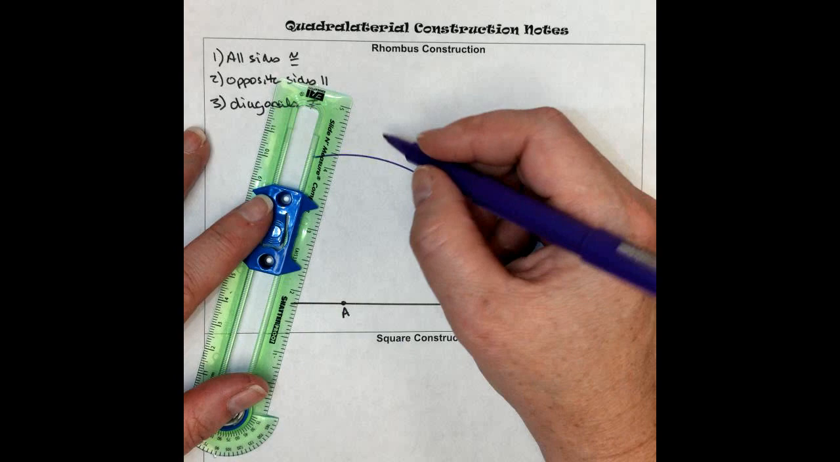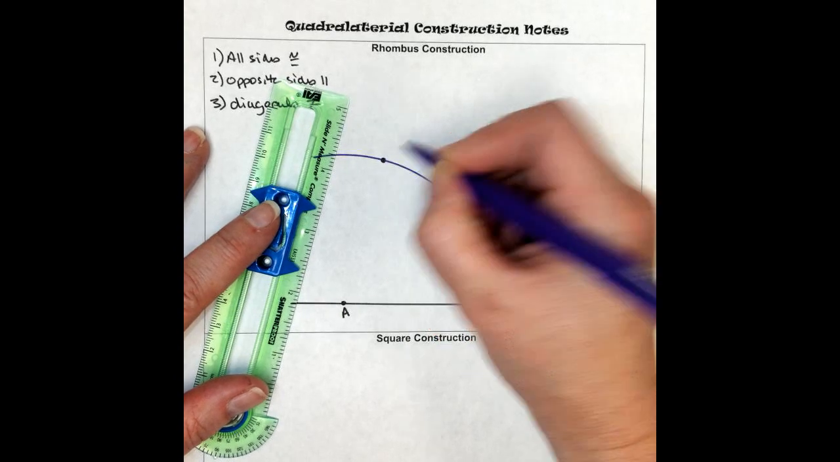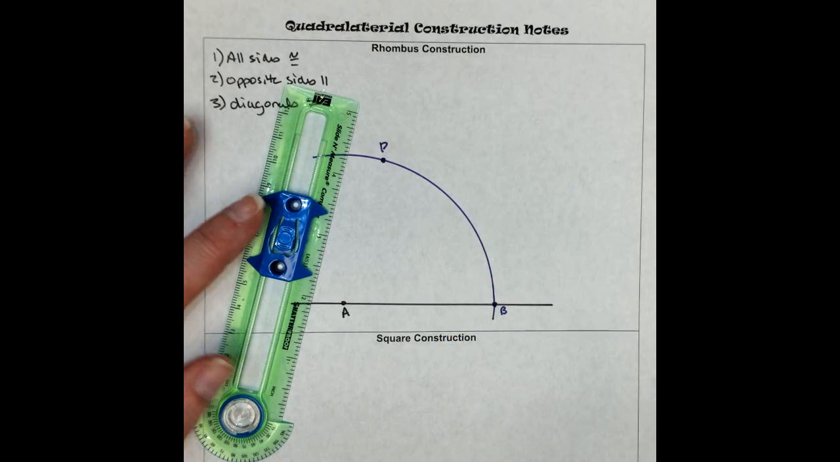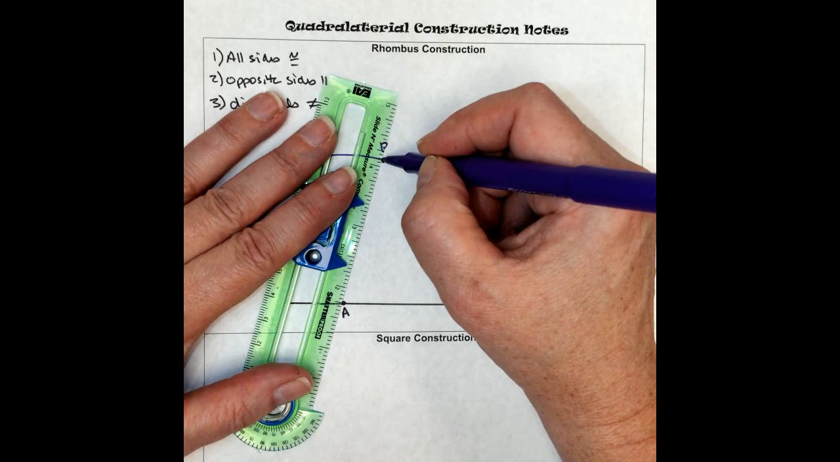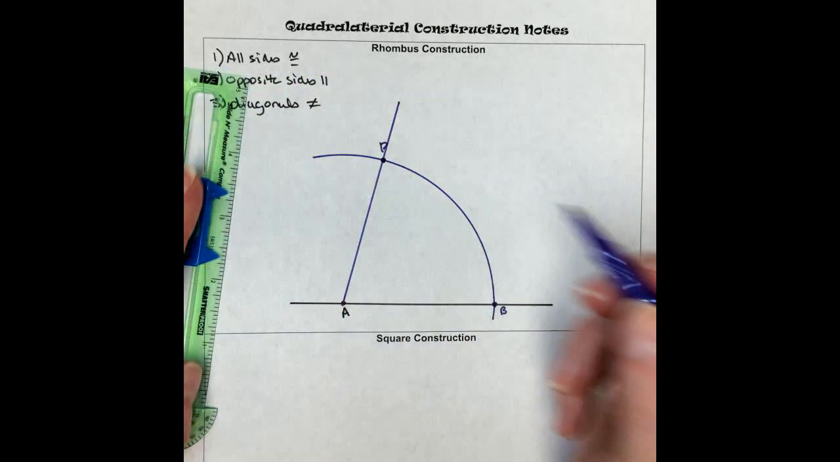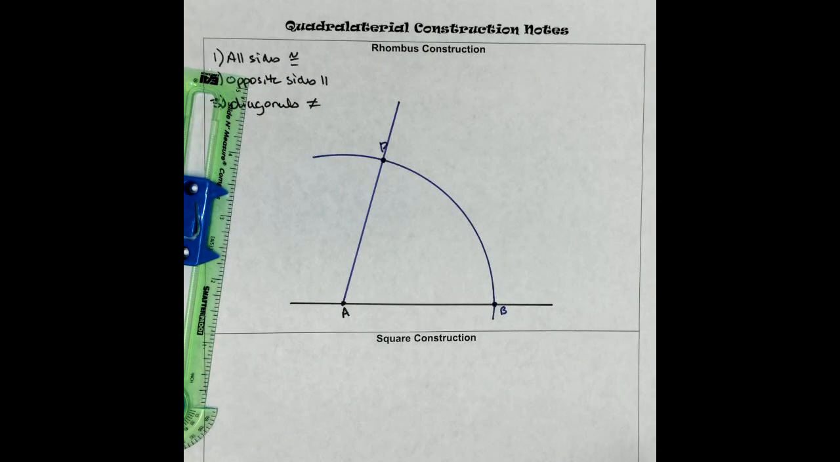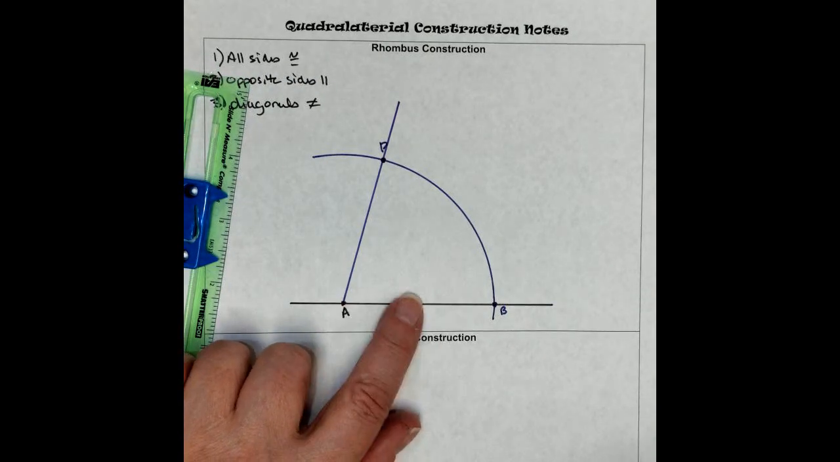And then I can choose any point along this arc because it's the same distance, because it's the same radius. So I'm going to choose, let's just say, a point up here. I'm going to make my D here. And I'm going to join point D and point A together. So there's two sides of my rhombus. These guys are the same length.